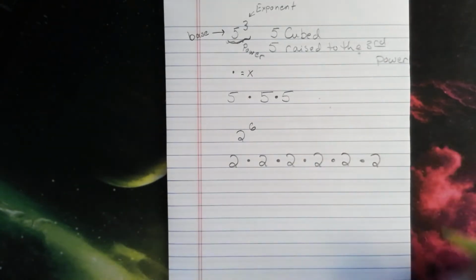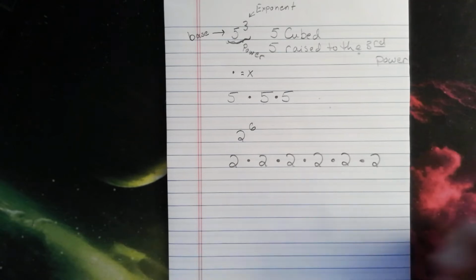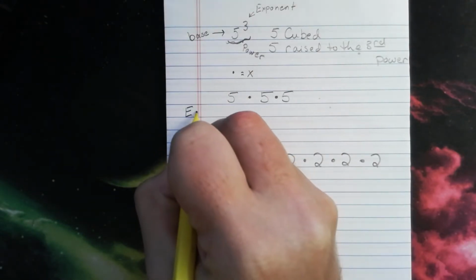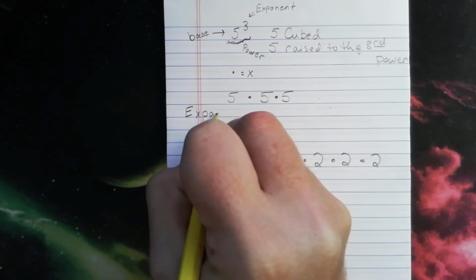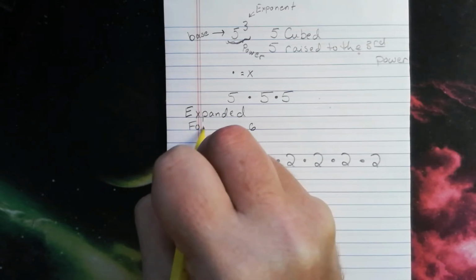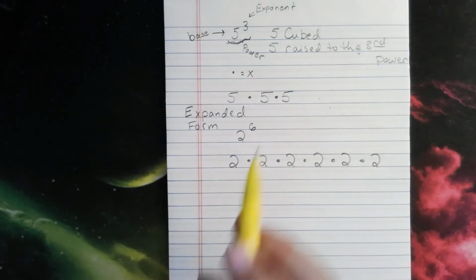Okay, now we've not solved either of these. At this point, we're just trying to say, okay, how do we write it? How do we put it in what we call expanded form? And I'm going to write that down here. These are expanded form when we write them out as individual pieces to be multiplied.